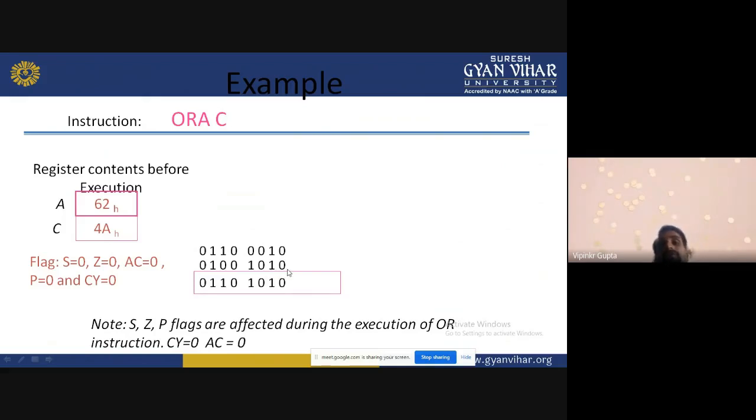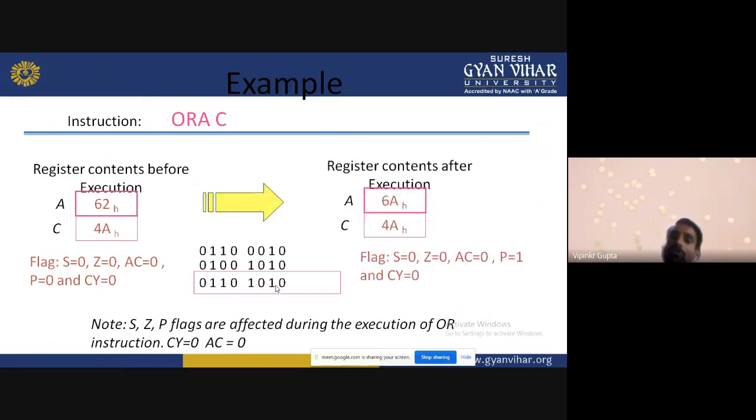Now we will do the OR operation. What is the truth table? As I already mentioned, when any of the input is 1, then output is 1, or when both inputs are 0, then output is 0. So 0 or 0 is 0, 1 or 1 is 1, 0 or 0 is 0, 0 or 1 is 1, 0 or 0 is 0, 0 or 1 is 1, 1 or 0 is 1, 1 or 1 is 1, 0 or 0 is 0. So we convert this into a hex number, it's equivalent to 6, and this is equivalent to A. So our result is 6A, and the C value is not changing.